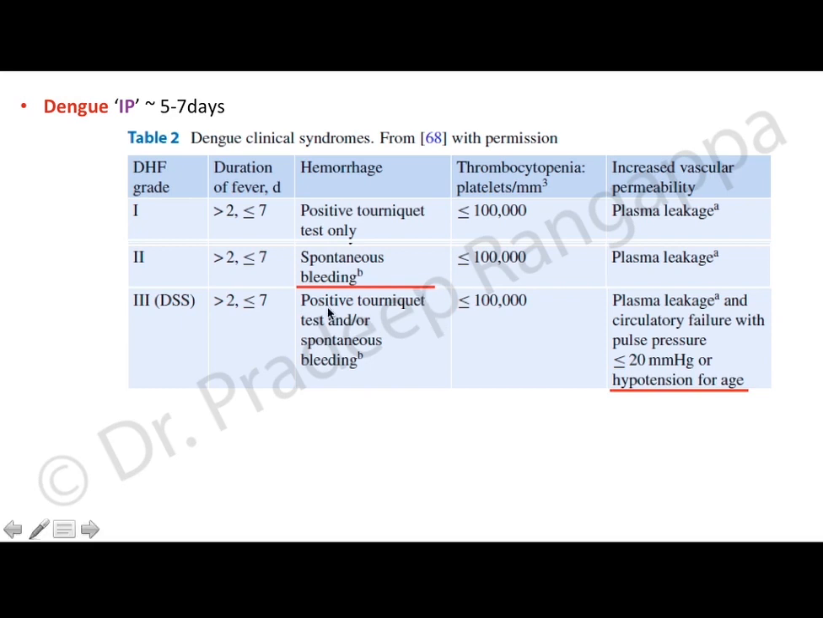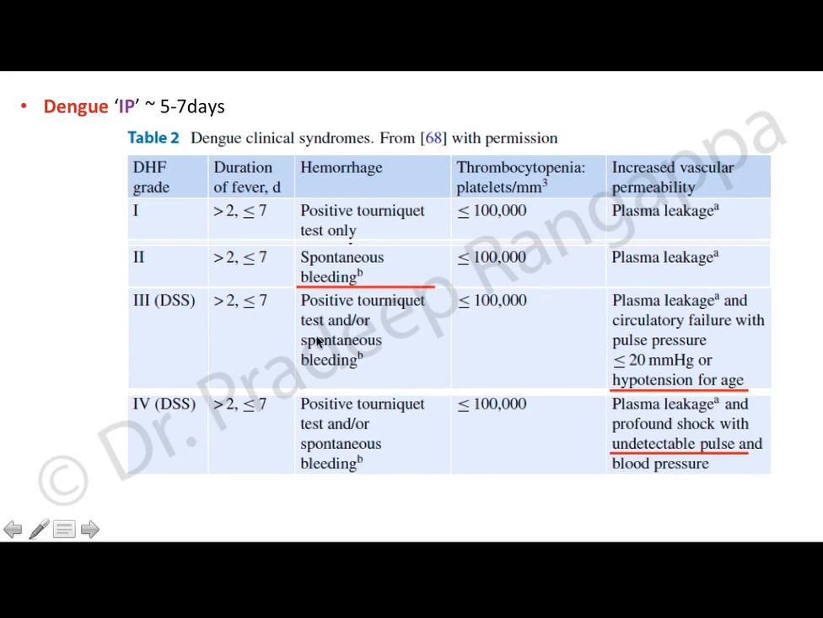Grade 3 is dengue shock syndrome, where you have duration of fever more than 2 days and less than 7 days. They have a positive tourniquet test, but the problem is they can have spontaneous bleeding. Platelets are less than 100,000, but what you typically see is hypotension. So this is a dangerous phase, or they can have circulatory failure.